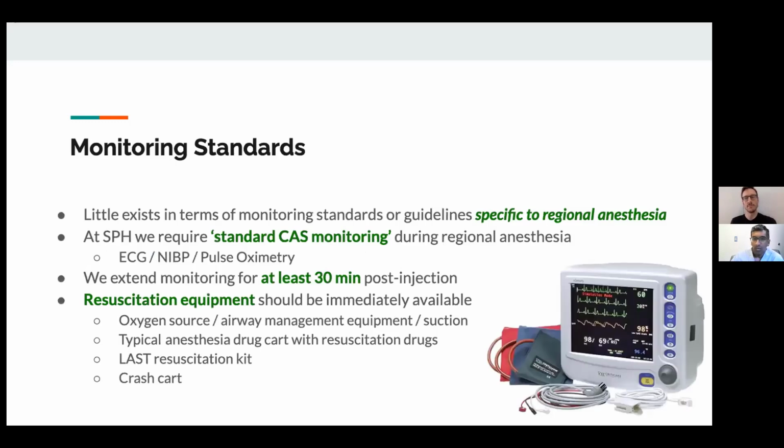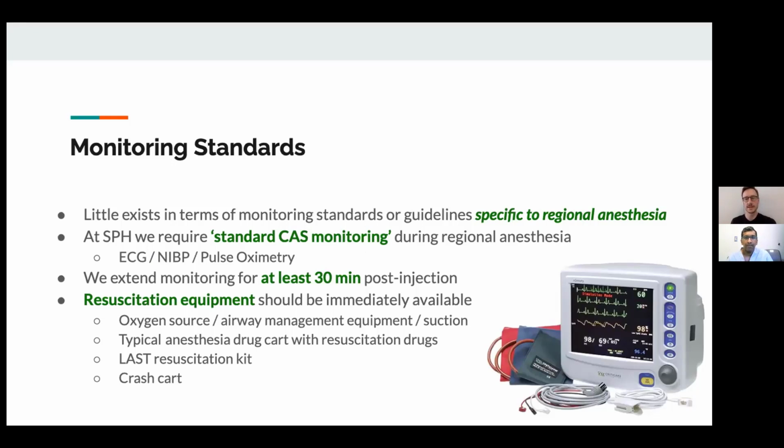So first of all, monitoring standards. The reality is there's very little in terms of specific guidelines or recommendations specific to regional anesthesia. So we just apply the general CAS standards to what we do. And at St. Paul's, we use standard CAS monitoring during all of our regional anesthetic techniques. So that's an ECG, non-invasive blood pressure, and pulse oximetry. And we extend that monitoring window for at least 30 minutes post-injection.